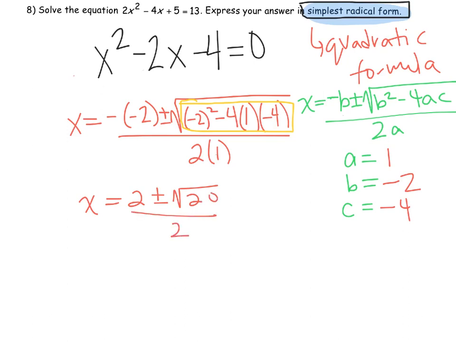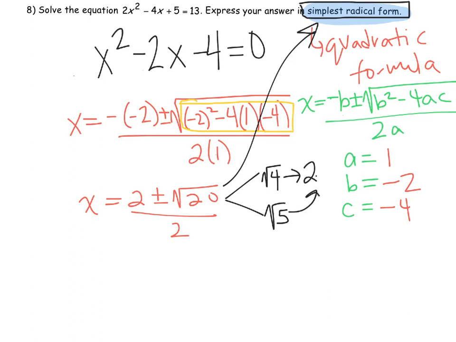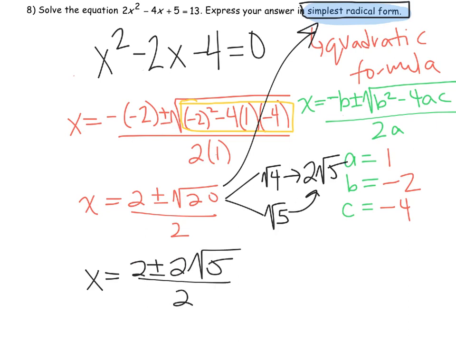Now, you cannot divide the radical with the whole number outside. We have to put this in simplest radical form, hence the directions. Square root of 20 breaks up into the square root of 4 and the square root of 5. Well, the square root of 4 we know is 2, and the square root of 5 comes along for the ride. So I have x equals 2 plus or minus 2 radical 5 all over 2.